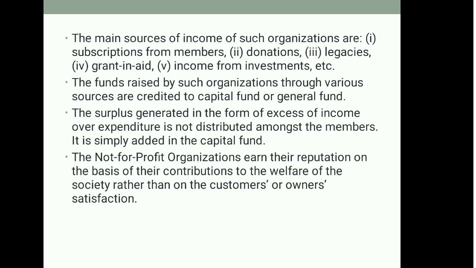The not-for-profit organizations earn their reputation on the basis of their contribution to the welfare of the society rather than on the customer's or owner's satisfaction.